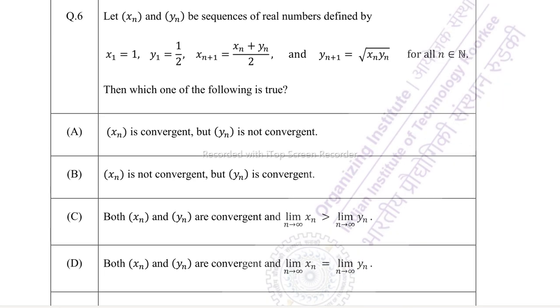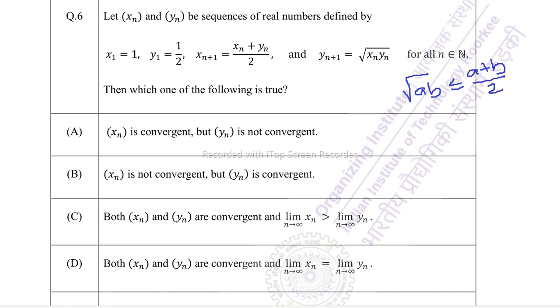Now look at the sixth question. Let x_n and y_n be a real sequence defined by x_1 equal to 1, y_1 equal to 1 by 2, and x_(n+1) is nothing but the average of x_n and y_n, and y_(n+1) is the square root of x_n y_n. And this is very simple. We know the relation between the arithmetic mean and the geometric mean.